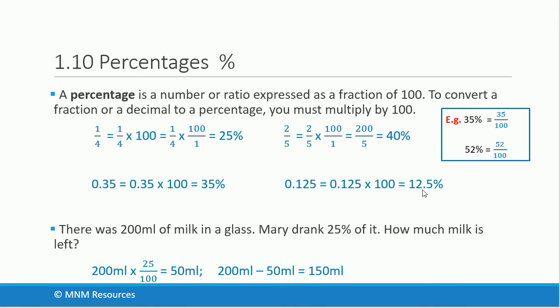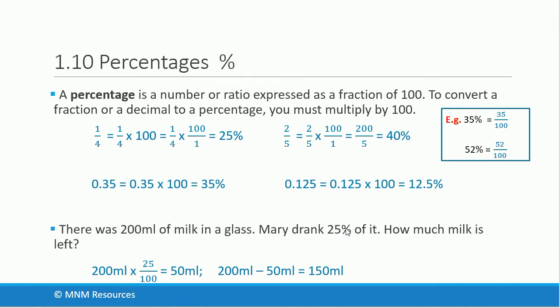So you have 12.5%. Let's look at another example or a question that you can get with regards to percentages. There was 200 milliliters of milk in a glass. Mary drank 25% of it. How much milk is left?